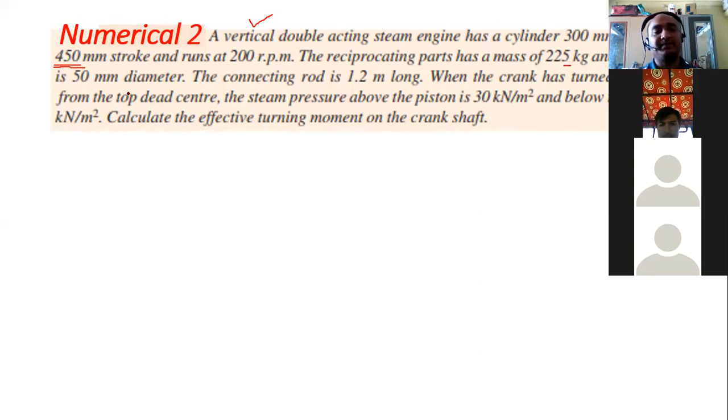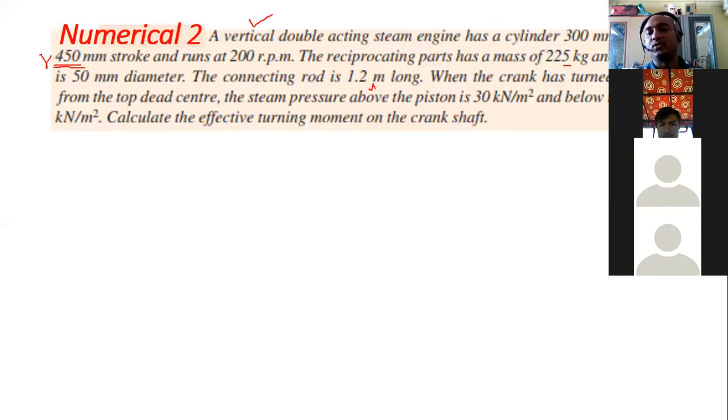And the piston rod is 50 mm diameter. So small a is given. Okay, remember, piston rod diameter means what? Small a. The connecting rod is 1.2 meter long. L is given. So L is given over here and R is given over here. R means what? 450 divided by 2, 225. Okay.